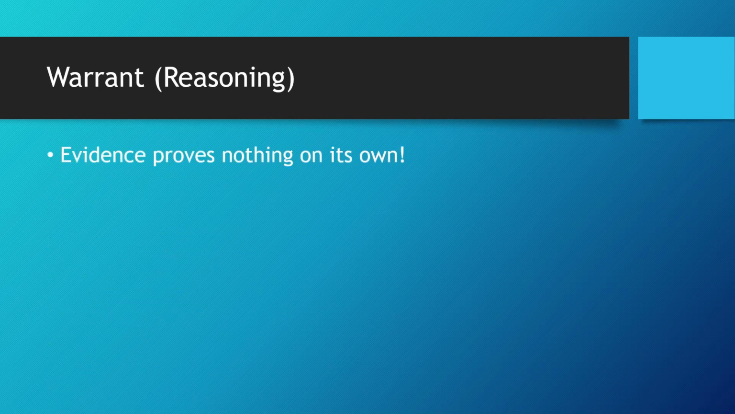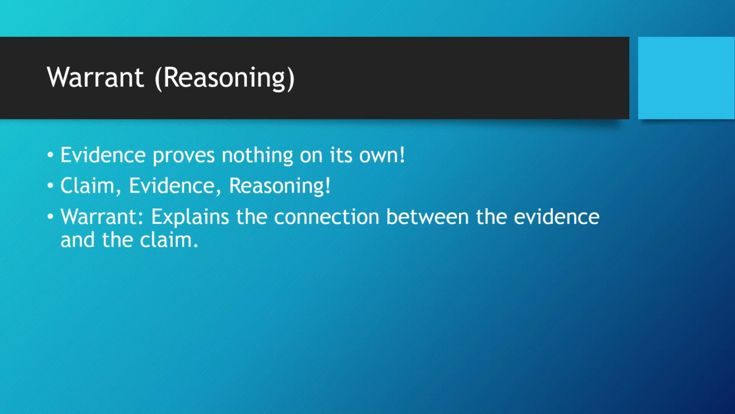Evidence proves nothing on its own. Even if you think that in your mind you're making the connection happen, that doesn't mean that your audience is going to make that connection. So don't just do claim, evidence, reasoning. The warrant is what explains the connection between the evidence and the claim. Be very direct in that explanation. Make sure that it is very clear to your audience how you see the evidence connecting to your claim. And so it's really important that you are as direct as possible when you are putting that together.